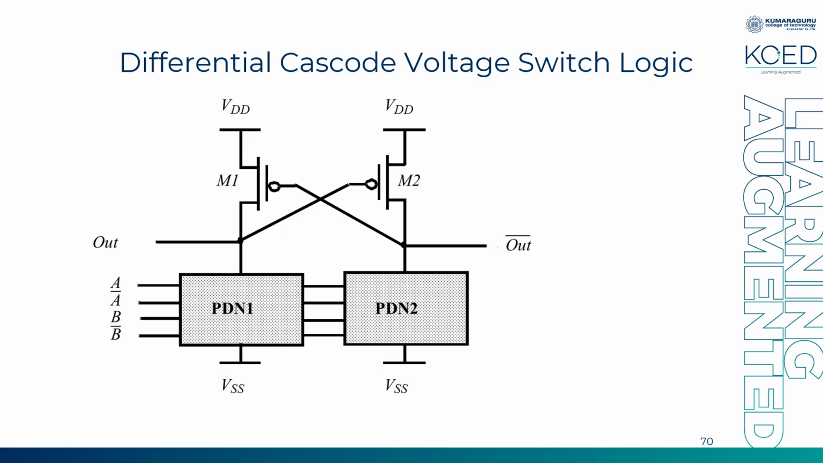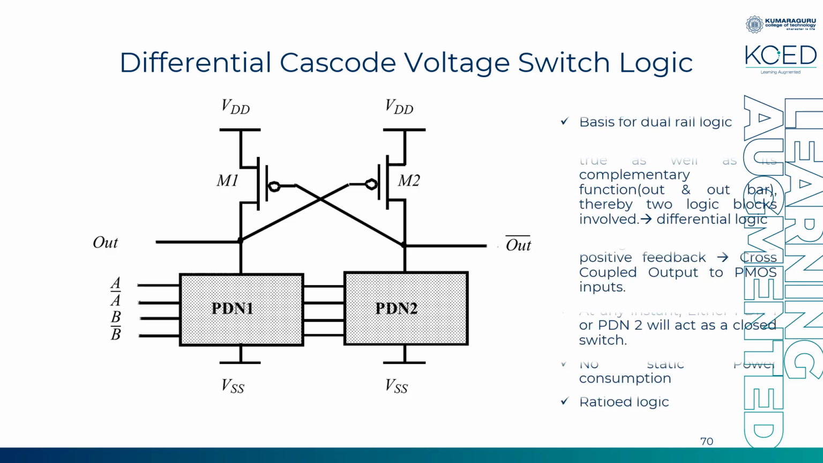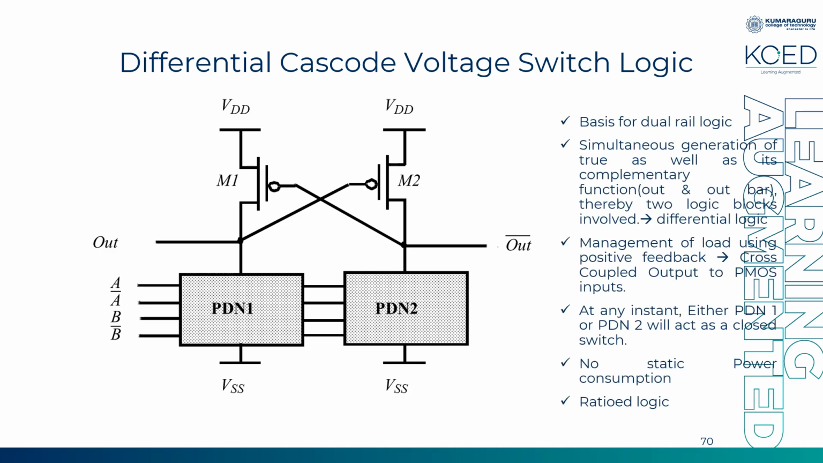You have cross-coupled PMOS transistors with positive feedback. So this will act as the overall load for the entire logic. The main feature over here is that you can generate both true as well as complementary output at the same time. That is why it is called differential. And the load is also properly designed using two PMOS transistors. You can see they are cross coupled.